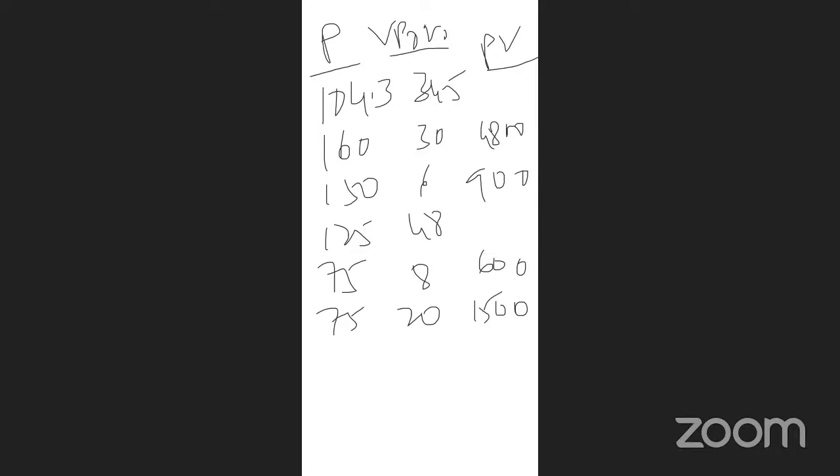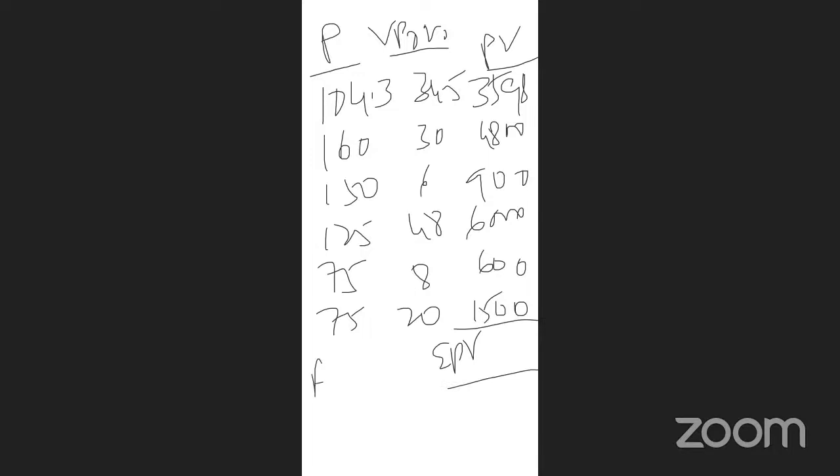104.3 into 34.5 comes to 3598.35, so we can take 3598. We are taking the rounding of figures. The next is 125 into 48. It is 6,000. So please add this, you will get sigma PV.